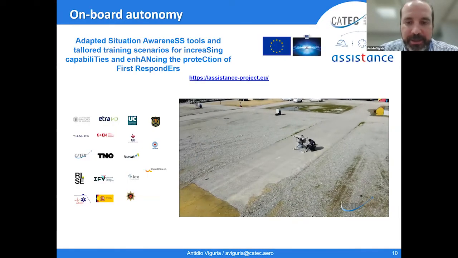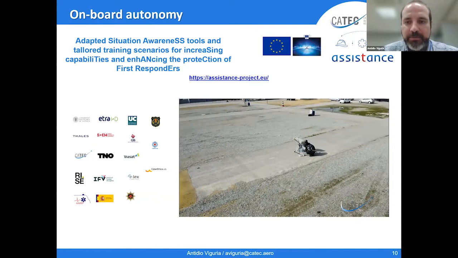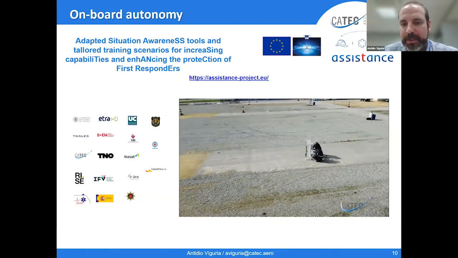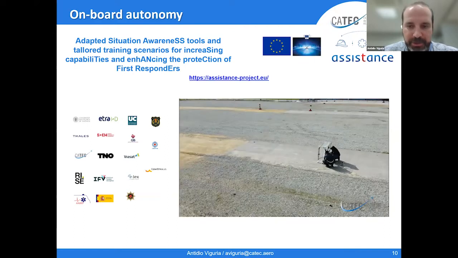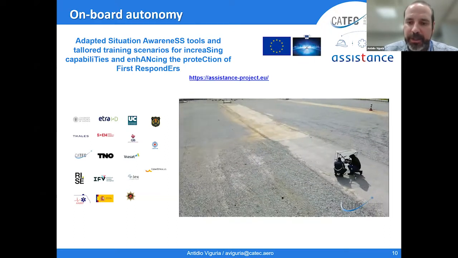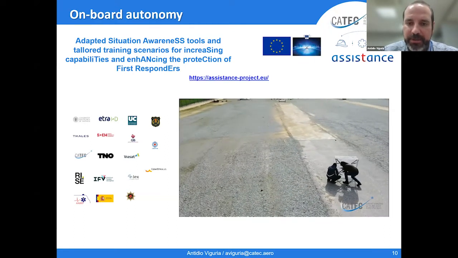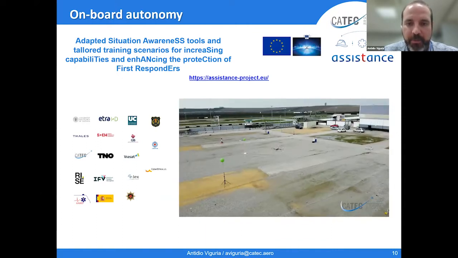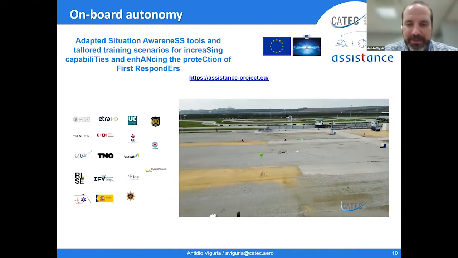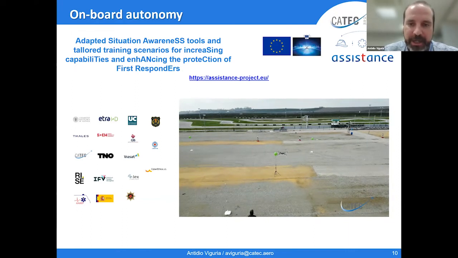Also, another thing that we are doing is what we call onboard autonomy. So being able to have enough sensors, computational capacity and reasoning on board, so you're able to perform complex tasks. For example, here, this was a proof of concept.